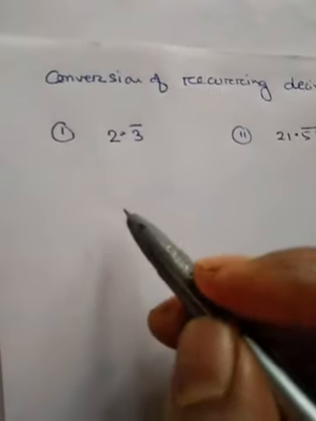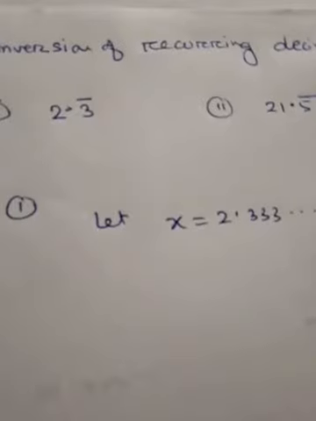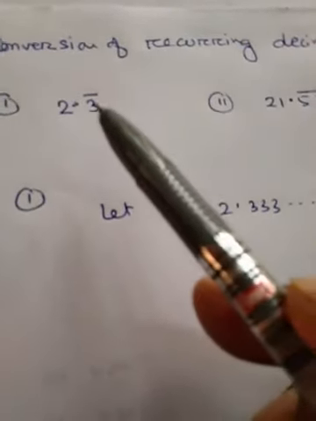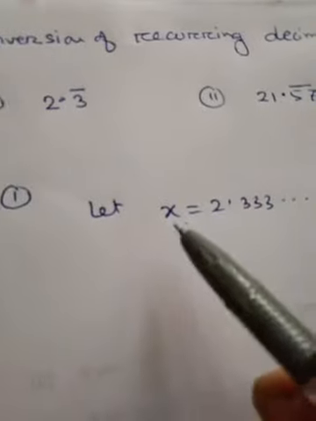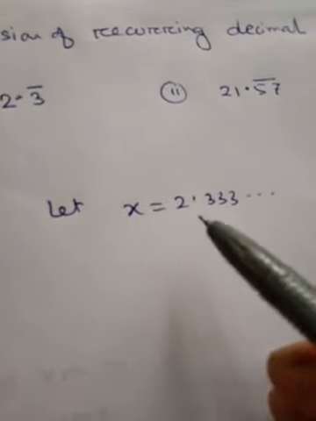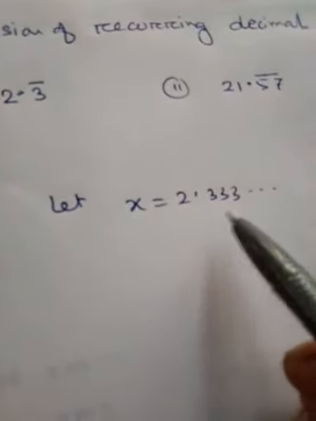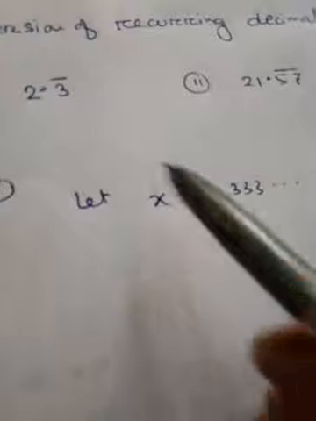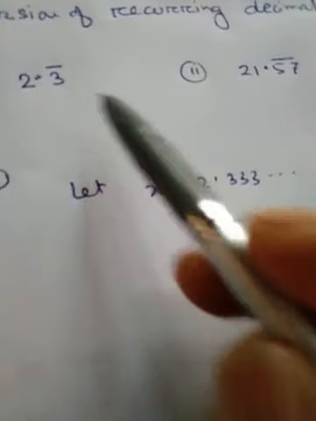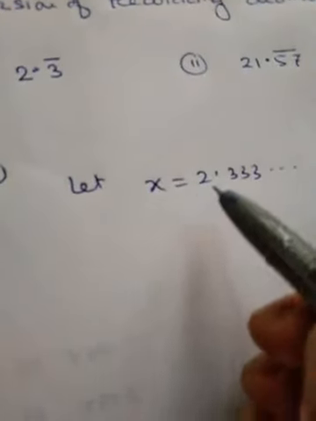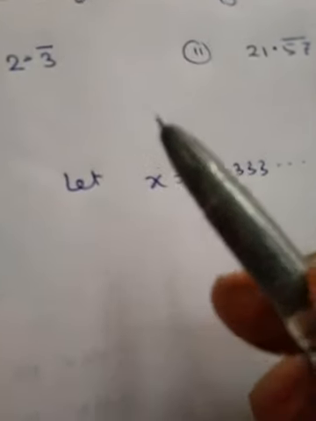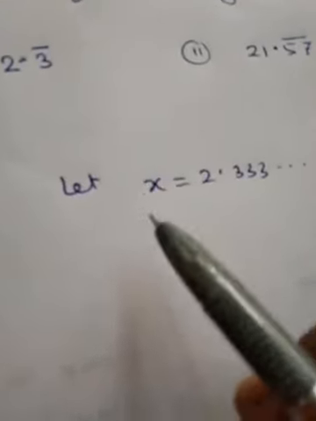So let us take the first example. First we will assume the given number as x. Let x equals 2.3 bar, that means 2.333, 3 will keep on repeating. Then next we will have to see here only one digit is repeating after decimal, so we will multiply both sides of this equation by 10. Remember, one digit means we will multiply by 10.